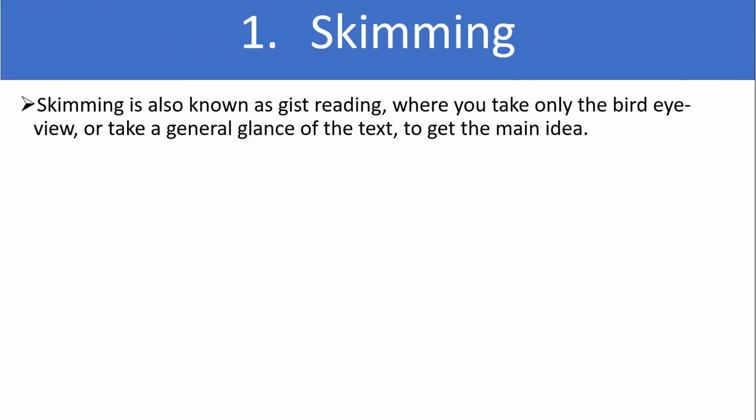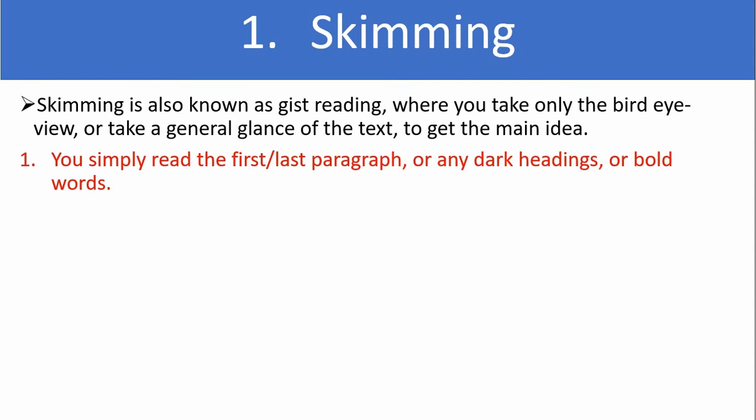Skimming is also known as gist reading, where you take only a bird's eye view, take a glance at something to get the main idea of the genre of the text, what is being discussed in the text, and nothing much. You don't know anything about the text in detail, but you only know the general idea. You simply read the first and the last paragraph, any dark headings, bold words, bold phrases.